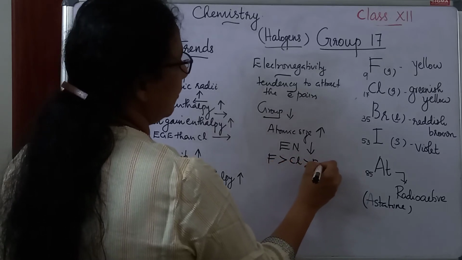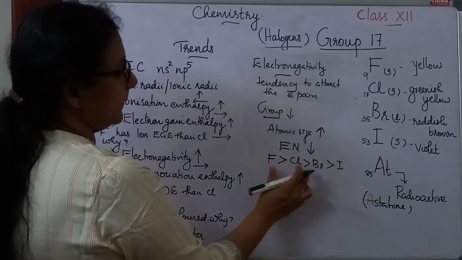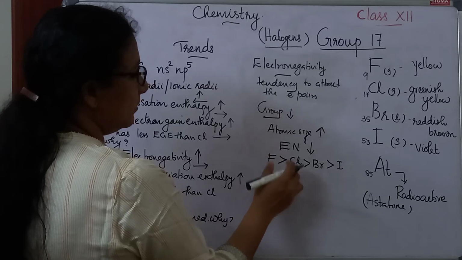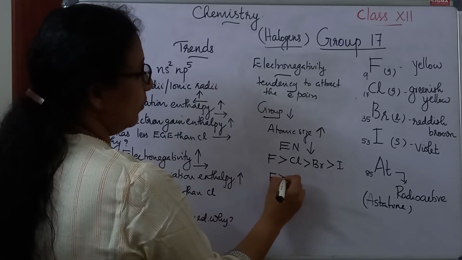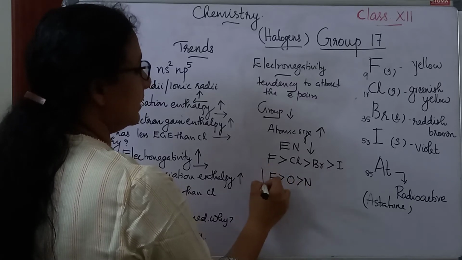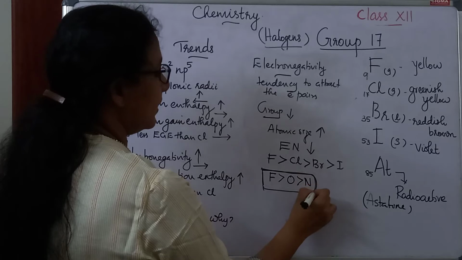Then chlorine, then bromine, and then iodine. So that is the electronegativity order. Fluorine is the most electronegative element among all the elements. Fluorine, then comes oxygen, then comes nitrogen. This is actually the electronegativity order when we are considering all the elements.